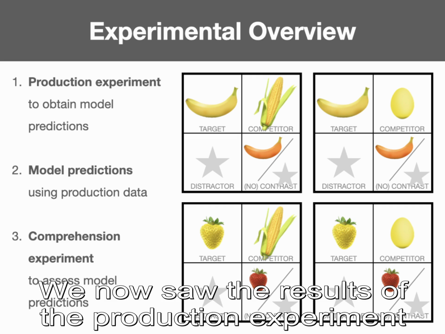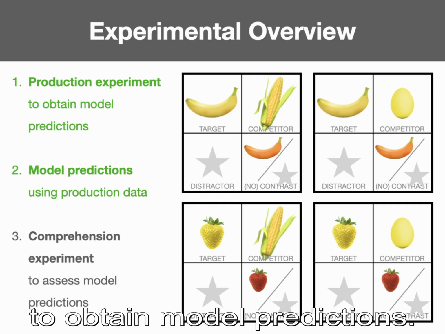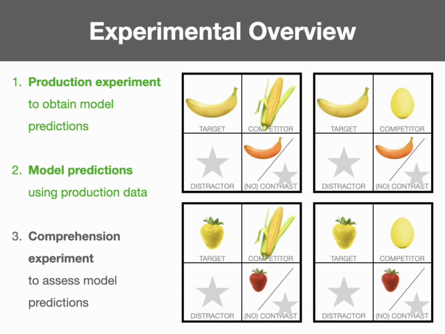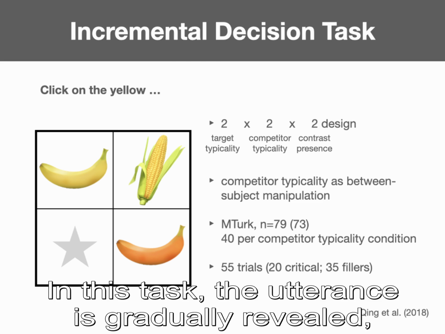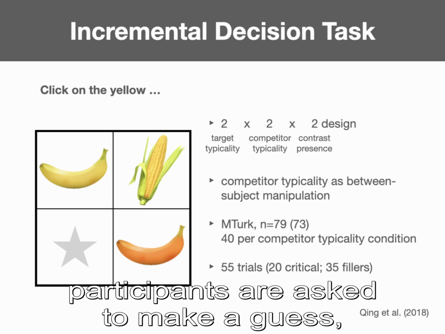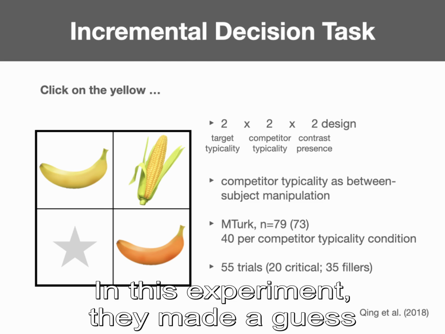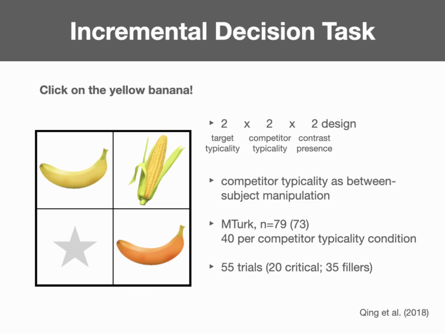We now saw the results of the production experiment and used the elicited modifier production probabilities to obtain model predictions. We will now turn to evaluate those model predictions empirically. To do so, we used the incremental decision task. In this task, the utterance is gradually revealed, and at each time point, participants are asked to make a guess which object the speaker is most likely referring to. In this experiment, they made a guess after the adjective was revealed and after seeing the full utterance.